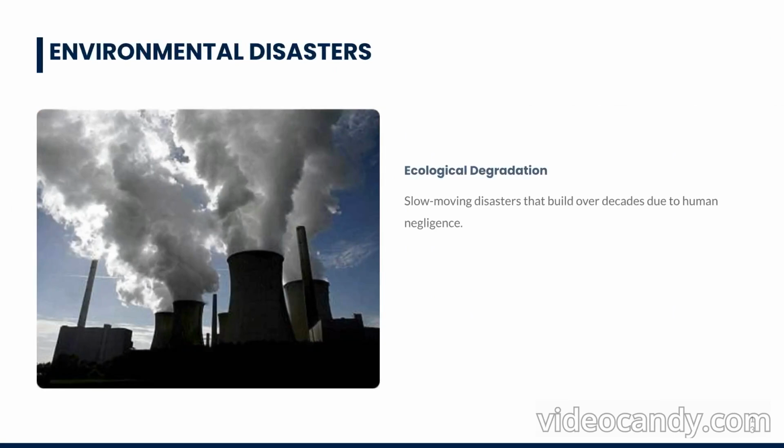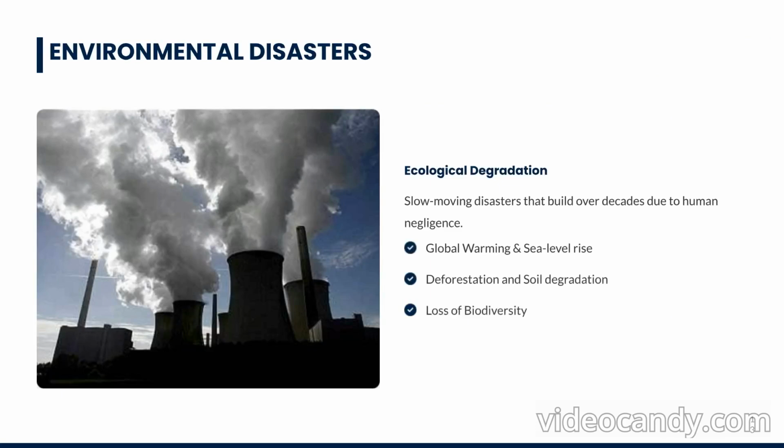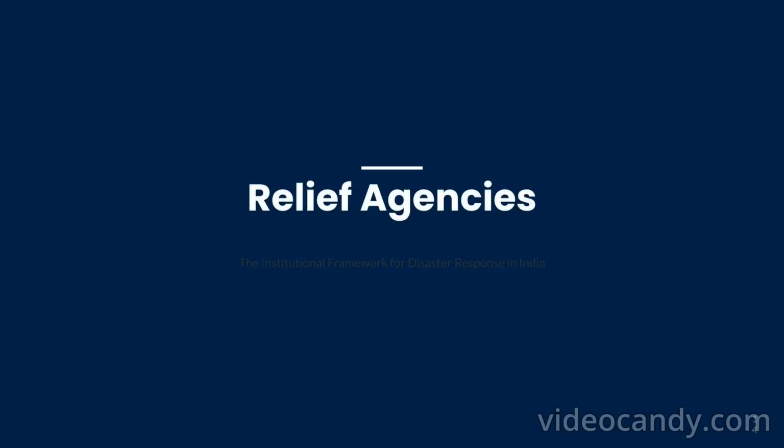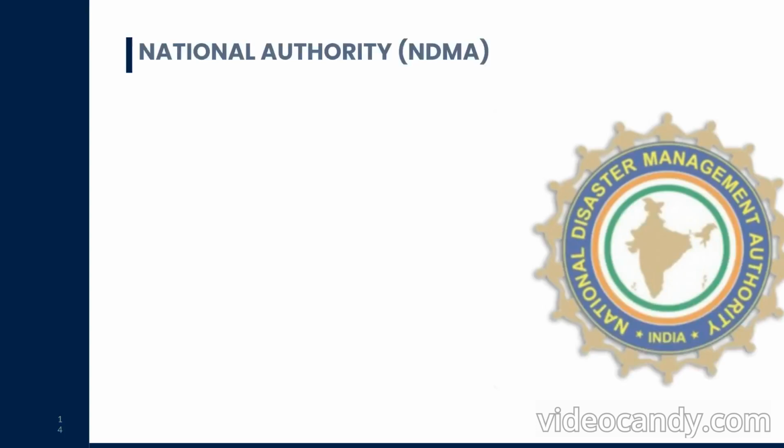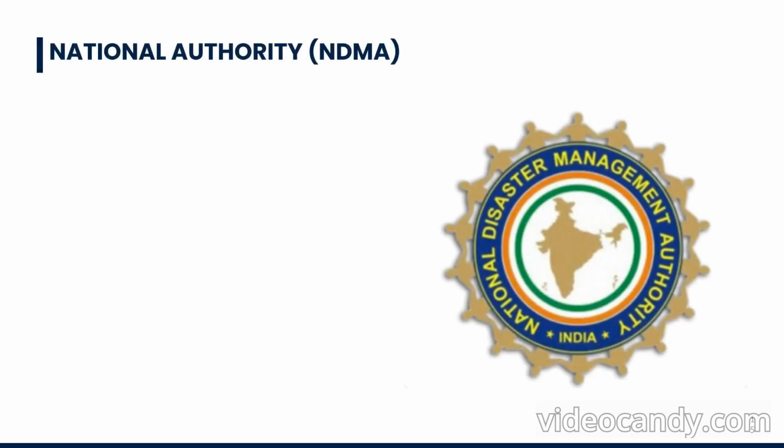Environmental disasters, or ecological degradation, are slow-moving crises built over decades due to human negligence. Examples include global warming, sea level rise, deforestation, soil degradation, and loss of biodiversity. Next, let's examine the relief agencies that form the institutional framework for disaster response in India. The National Disaster Management Authority, or NDMA, is the apex body, headed by the Prime Minister.